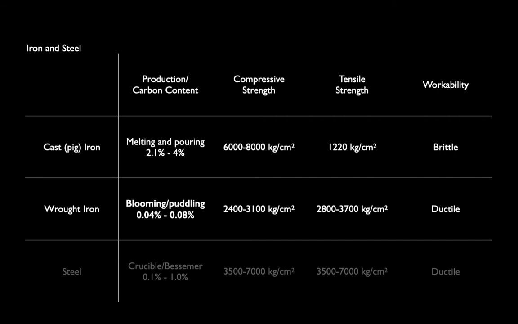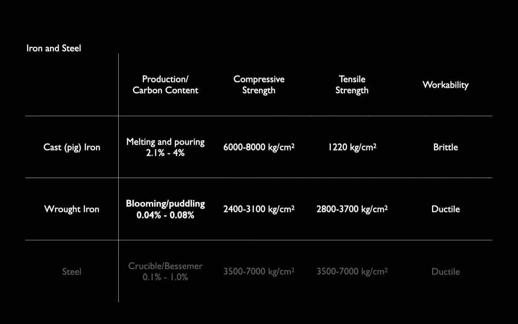Wrought iron, on the other hand, is iron that's been puddled. In other words, they melt the same iron ore, but then they literally scoop out the carbon deposits that form on the skin of the molten iron. And what this means when you take the carbon out is that you lessen its compressive strength by about 50%.